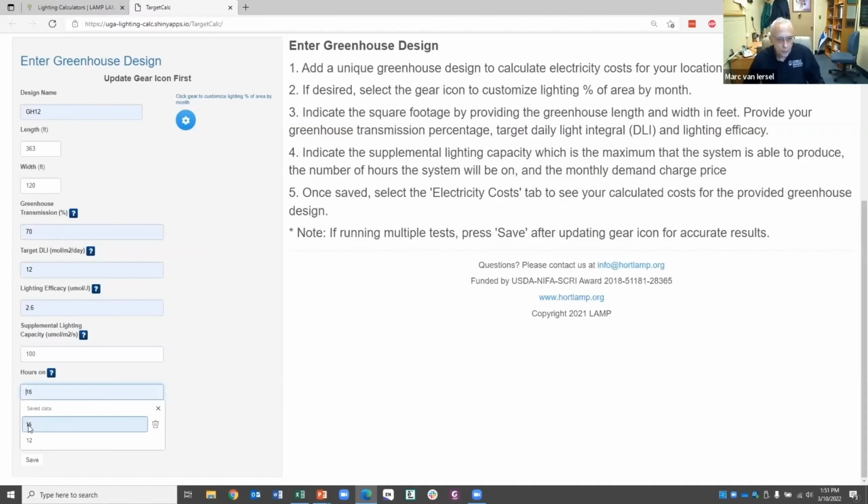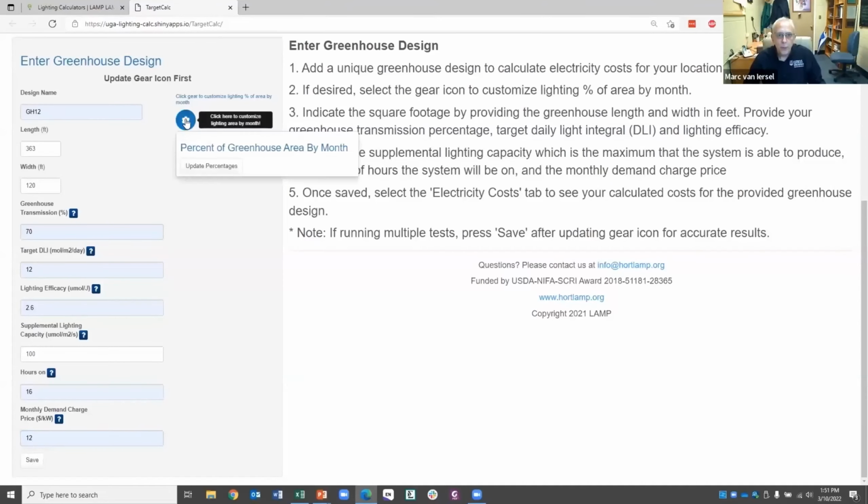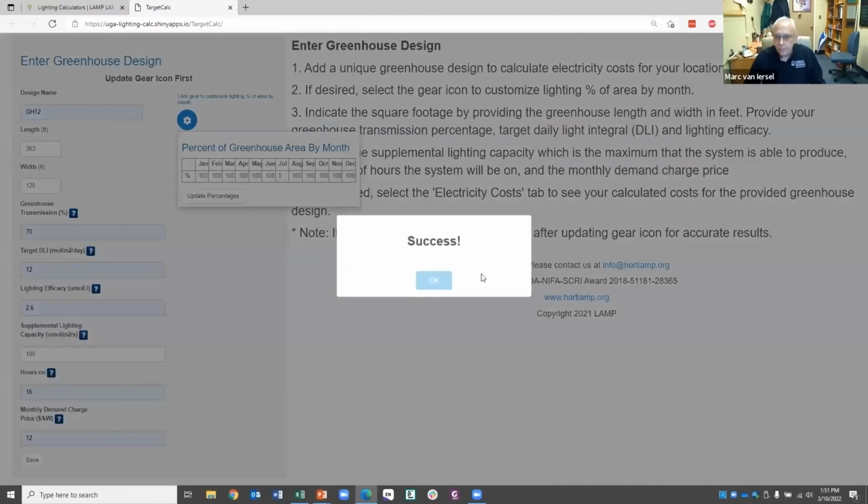You are going to run that lighting system for up to 16 hours per day. And we'll go with the demand charge cost here of $12 per kilowatt. Just like previously, if you want to, you can change which months of the year you actually light. So I'll just go ahead and turn the lights off in July.